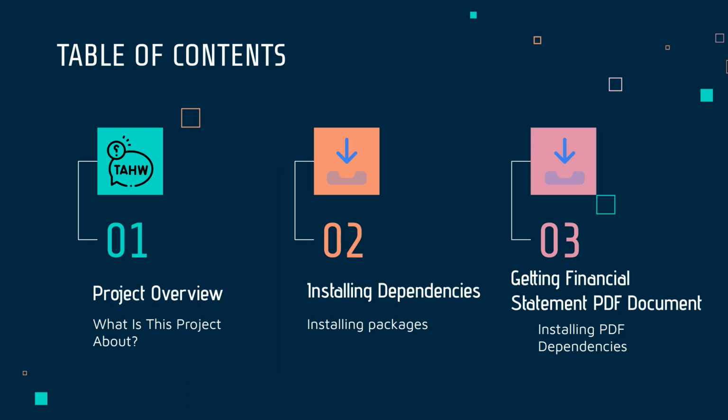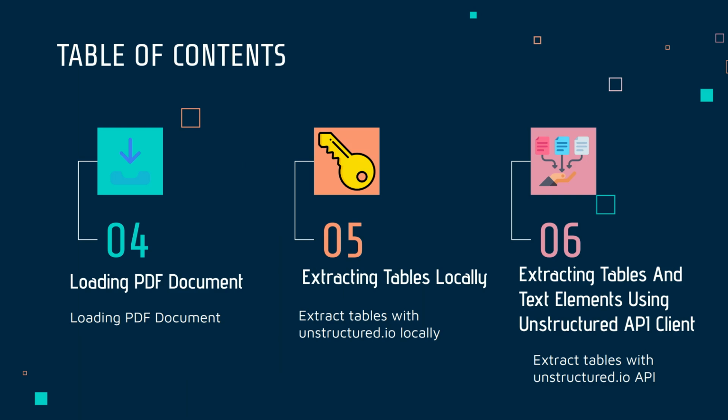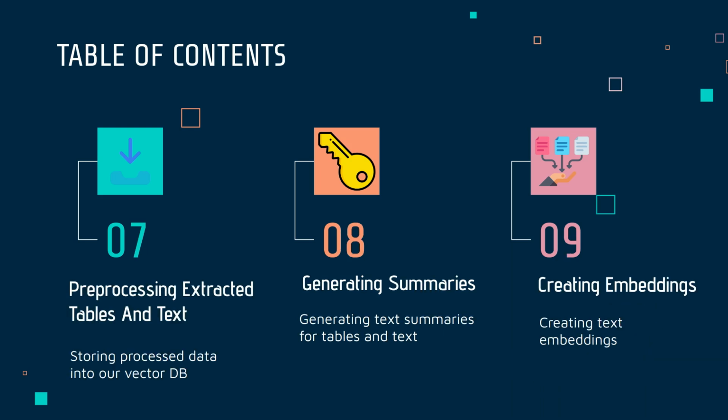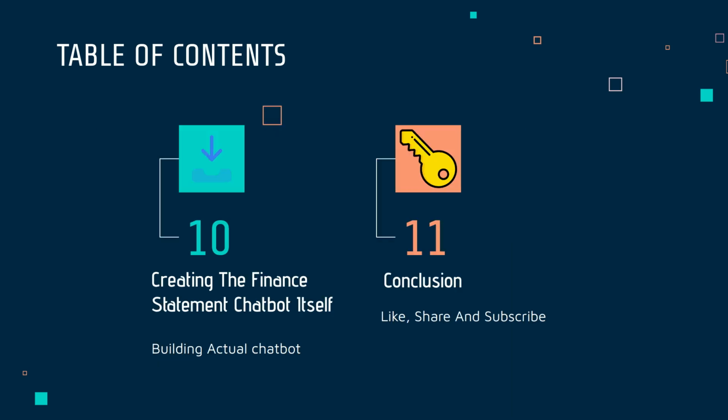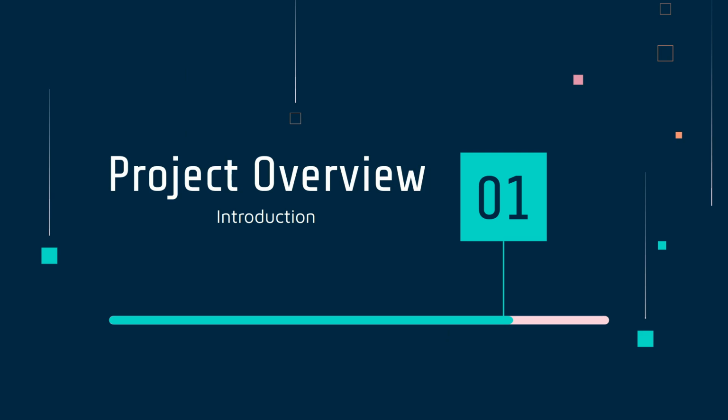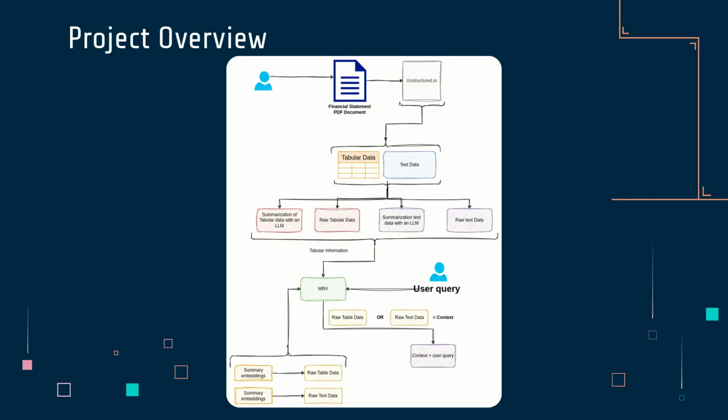Okay, so now let's cover the project overview you've already looked at. You install dependencies, get the financial documents, load PDFs, and extract the tables. You're also going to use the unstructured.io API client, so you don't have to run everything locally on your machine, even though you can. Then you do the pre-processing of data, generate summaries, create embeddings, and index those embeddings in the vector store, and then build our chatbot on top of that. After that, we'll share a simple conclusion. So this is the project overview, right? I have explained this already, so I'm going to skip this part.